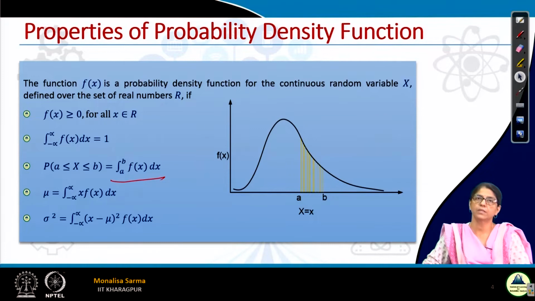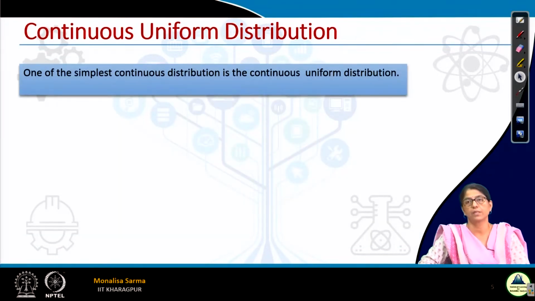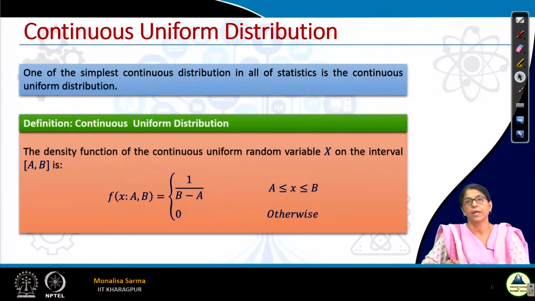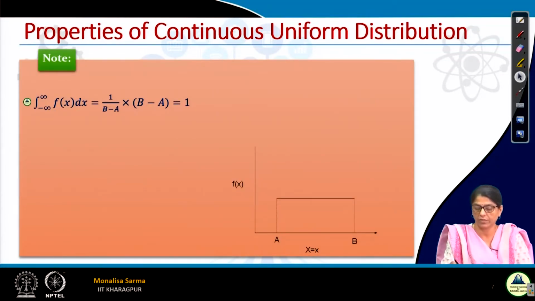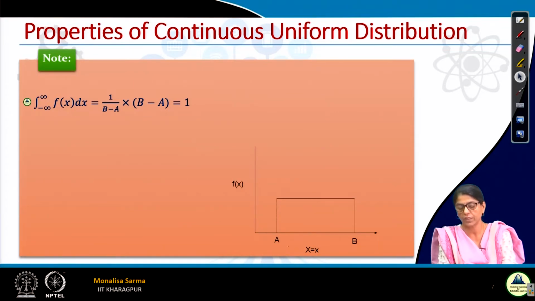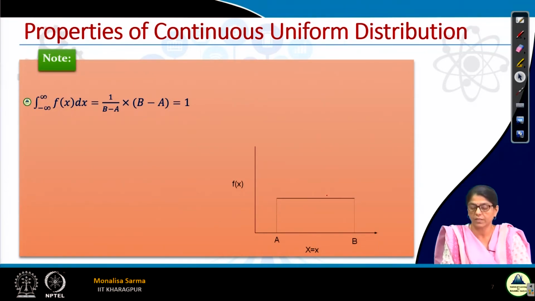One of the simplest continuous probability distributions is the uniform distribution, where the probability at each point is the same. Basically, the graph of a continuous uniform distribution will be this sort of graph here. We are trying to find out within the range A to B. It is equally probable in all the areas, and of course, since it is a probability distribution, the integration of f(x) should be equal to 1.